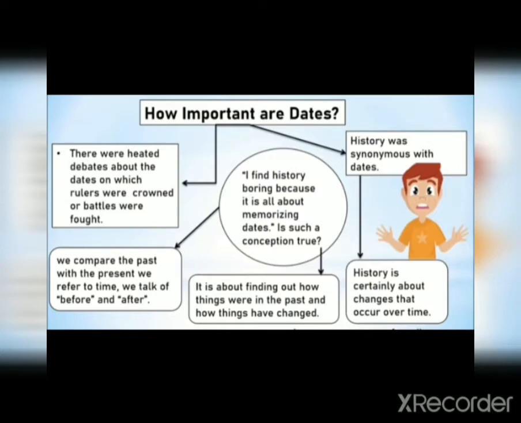History is certainly about the changes that occur over time. It is about finding how things were in the past and how things have changed. As soon as we compare the past with the present, we refer to time; we talk of before and after. What we see around us today has not always been in the world we inhabit. For example, watching someone sip a cup of tea, you might ask yourself, when did people begin to drink tea or coffee?